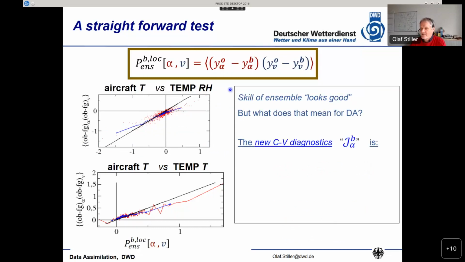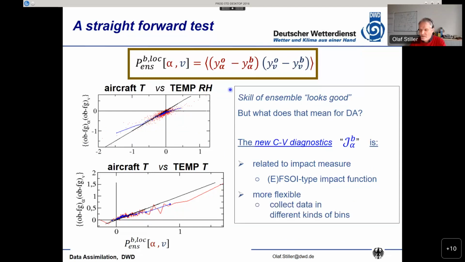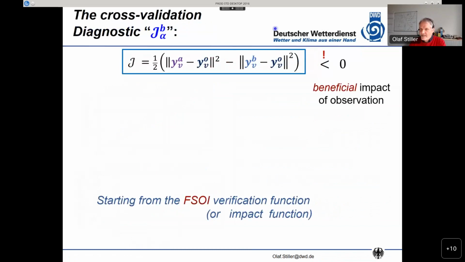But what does it mean for data assimilation? And there comes my cross-validation diagnostic, which is related directly to an impact function and which is more flexible, in that you can collect data in different kinds of bins. This cross-validation diagnostic has been derived originally from the full FSOI verification function, which is usually split into different components related to different observations or observation types. And what I've done, I've partitioned these components further into two components. The blue one is my cross-validation diagnostic, and the red one the other component. Unfortunately, I don't have time in this talk to discuss it, but there is a paper which I will advertise at the end of this talk.